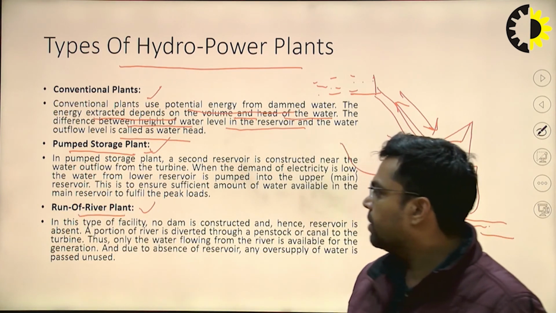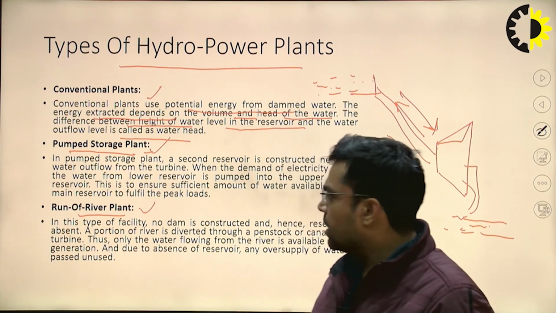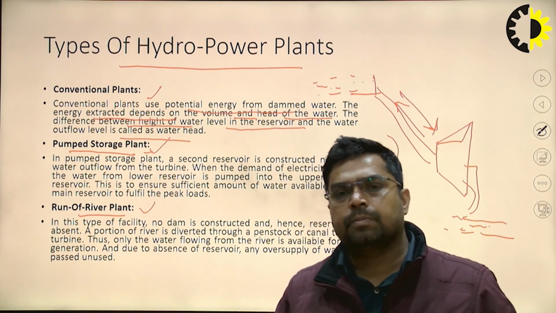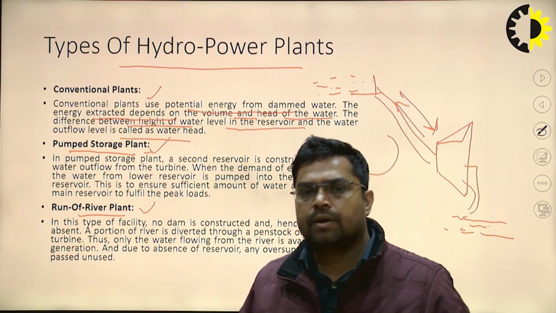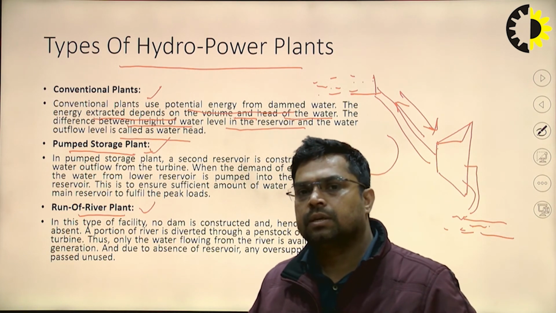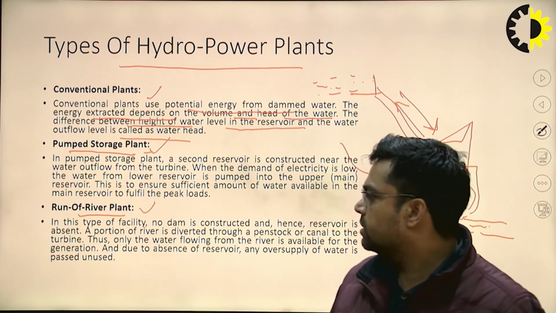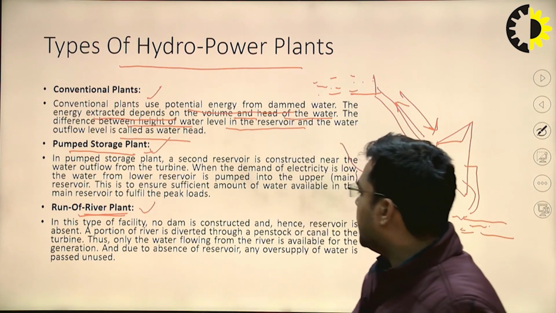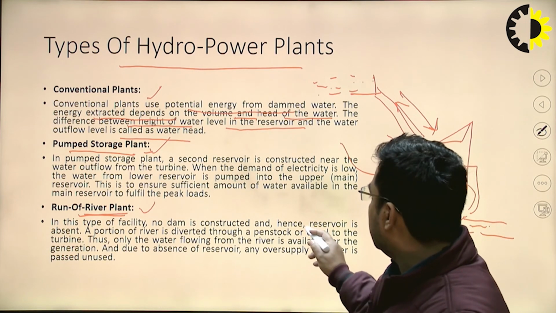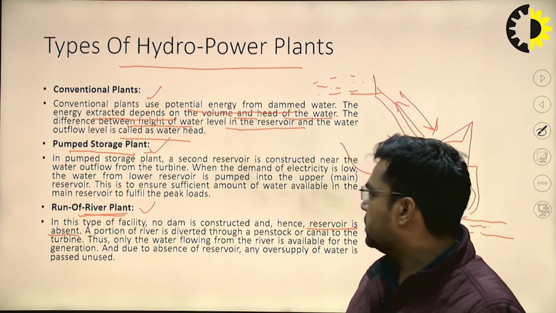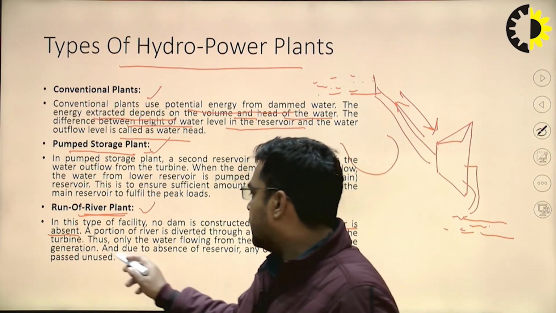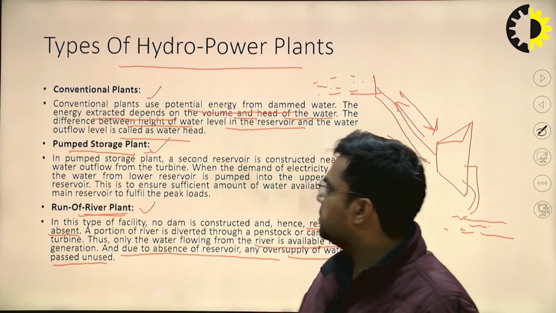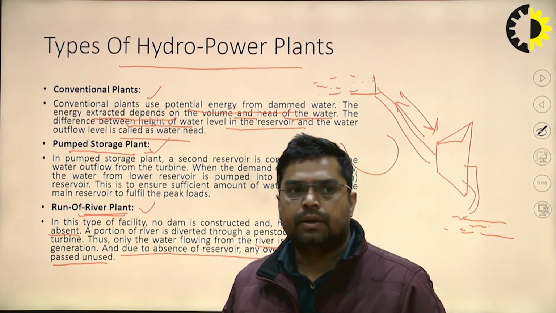Run of river plant. What is a run of river plant? One kind of power plant is where the water will be stored, like in the case of a large hydropower plant. Another kind is the small hydropower plant, where we do not need to store the water in one place. As the water comes, the turbine will be rotated, and consequently electricity will be made. In the run of river power plant, we don't need any kind of construction. We do not require a reservoir. You can say the reservoir is absent in this case, as the river is available for generation, and due to the absence of a reservoir, the oversupply of water is passed unused. So these are the basic classifications: conventional, pump storage, and run of river power plant.